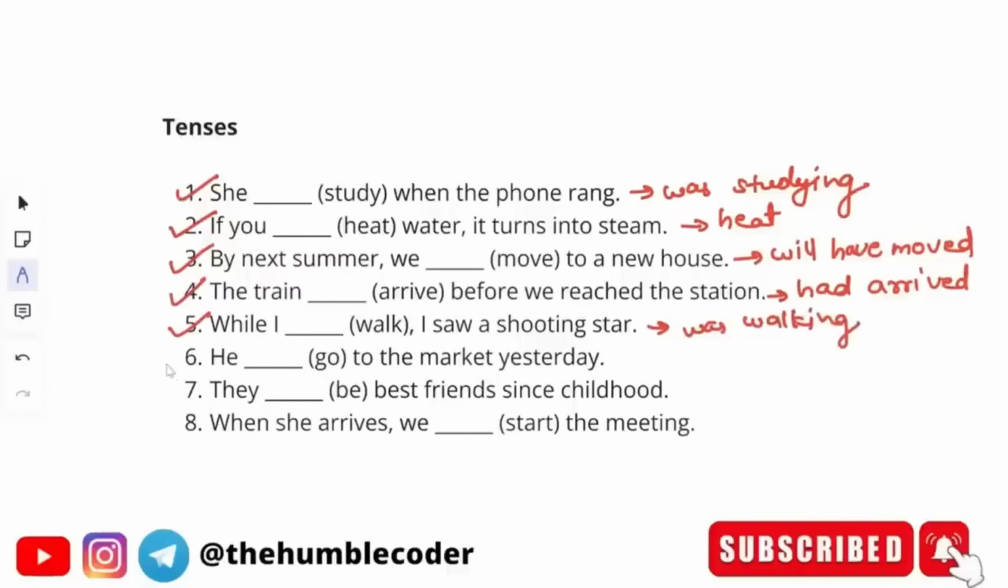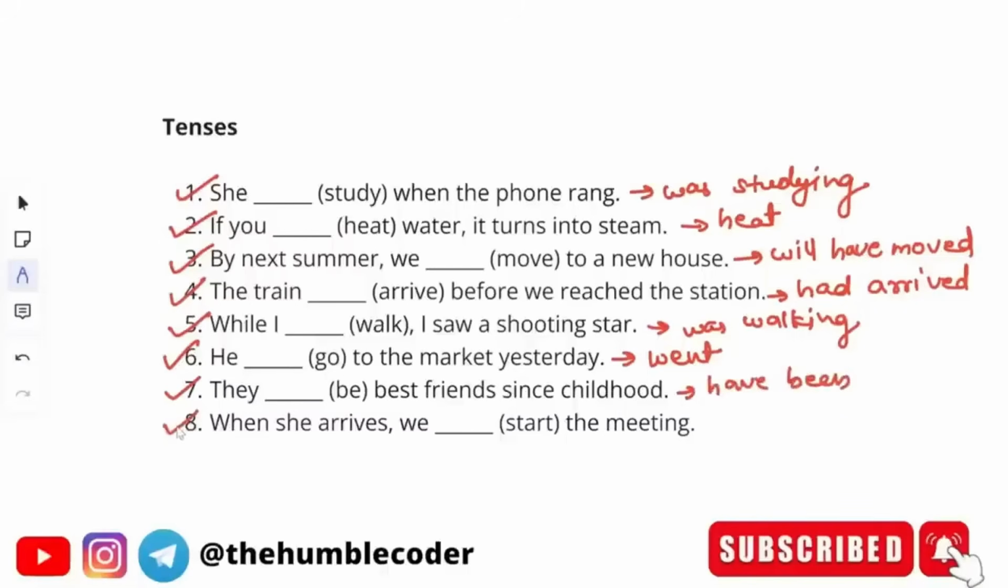Okay, moving on. He dash go to market yesterday. See, yesterday means past tense, so you have to understand the tense of the sentence and then you have to give your answer. Okay, basically. So the correct answer will be he went to the market yesterday. Next question. They dash be best friends since childhood. Okay, so the correct answer will be they have been best friends since childhood.